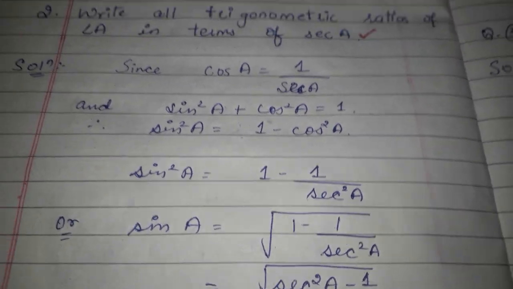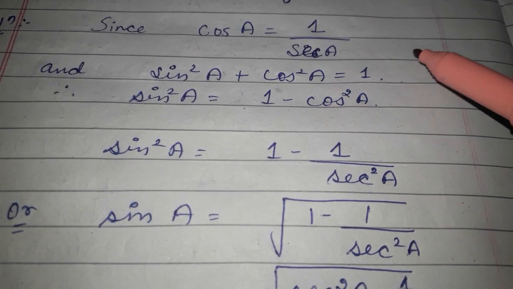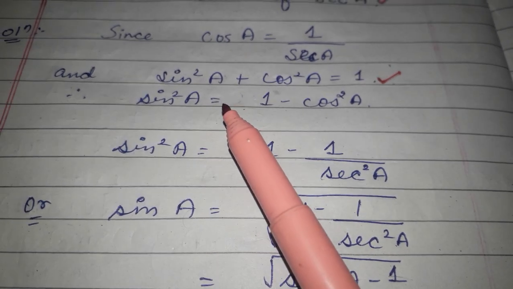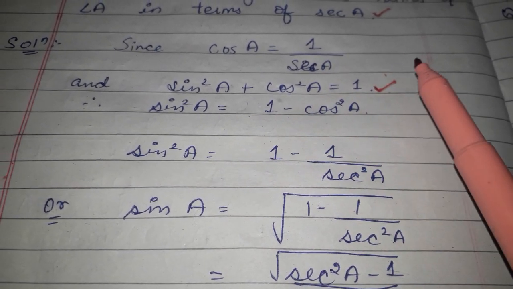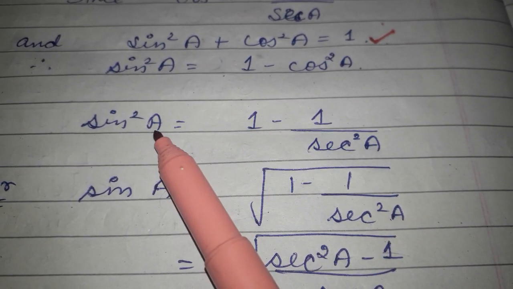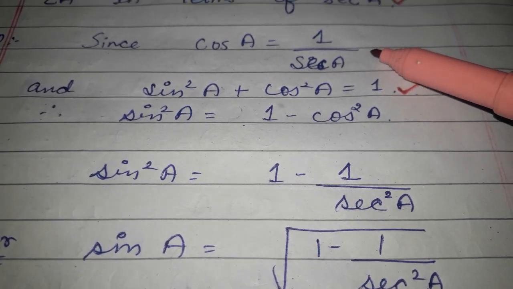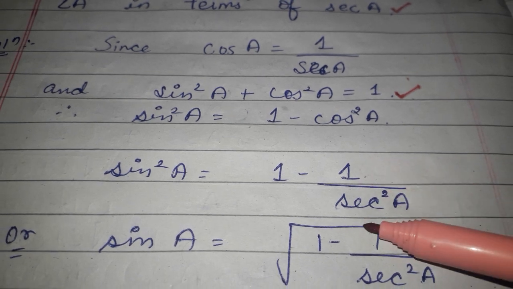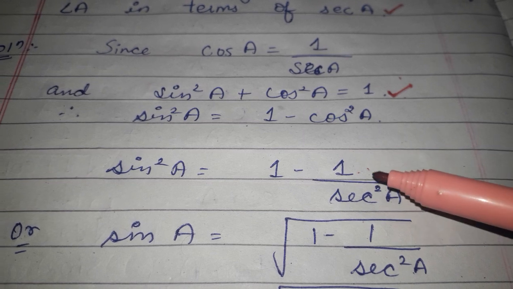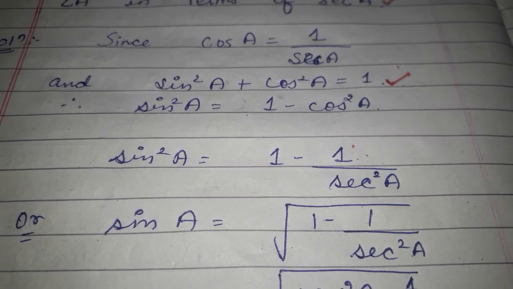Now, to represent sin A, we'll use an identity, that is sin square A plus cos square A is equal to 1. On rearranging, sin square A is equal to 1 minus cos square A. When cos square A moves to the right hand side, it gains a negative sign. From this equation I can write it as 1 minus 1 by secant A, all squared. Since here it is cos square A, I have to square this term. The square of 1 is 1, so 1 is written, and secant square A will be written here.